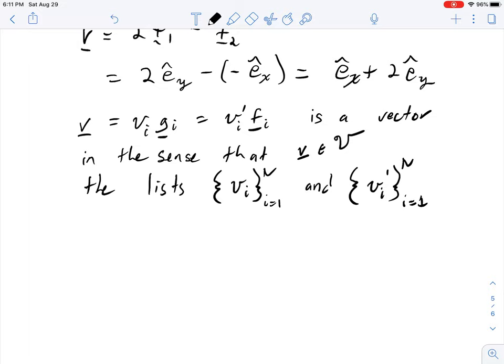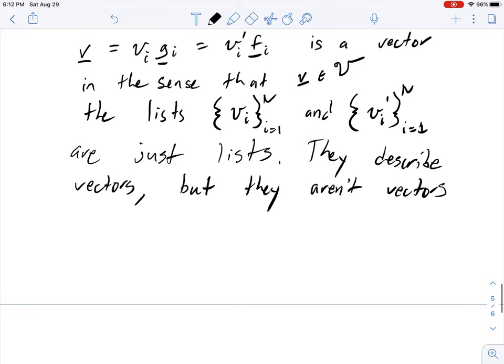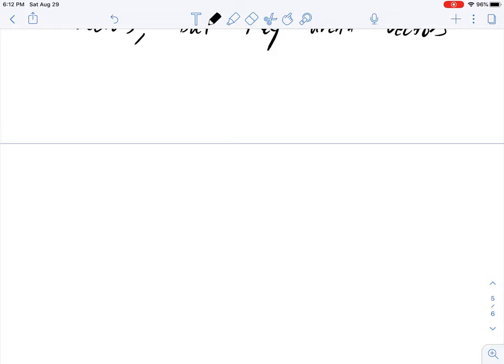So where were we? Yeah, these are simply the lists of components. So they describe vectors, but they aren't vectors. And likewise, the matrix A that we gave there for defining the change of basis isn't a tensor. It doesn't actually do anything to a vector V. It doesn't transform it. It just allows us to compute the components of V relative to another basis given its components relative to the first. Let's do a little bit more with index notation and the summation convention.